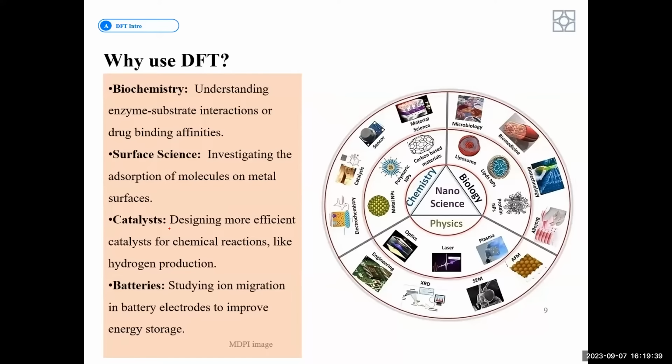So you can design new and novel materials, either nanoparticles or surface materials, that can be really good for specific synthesis reactions, for hydrogen production, ammonia synthesis, water splitting, etc. Any kind of synthesis reaction. It's really good also for batteries. There are thousands of papers, published in a very short period of time, using only DFT calculation for batteries and semiconductors. DFT calculation allows you to study ion migration in battery electrodes to improve energy storage.